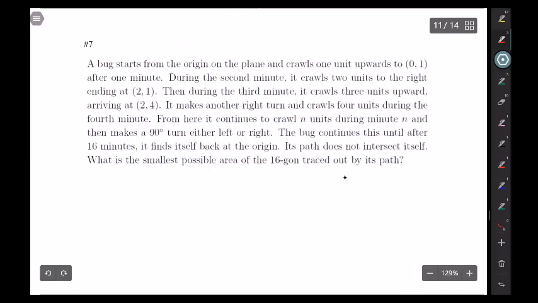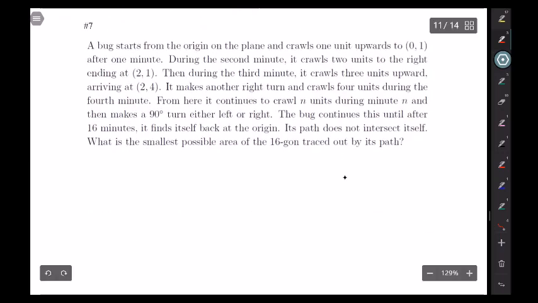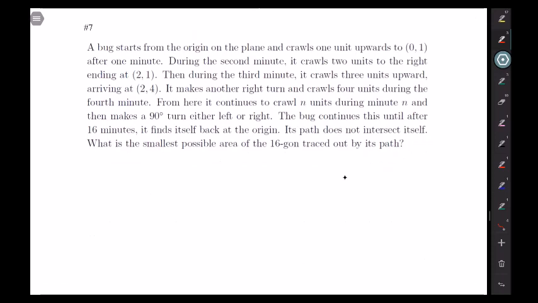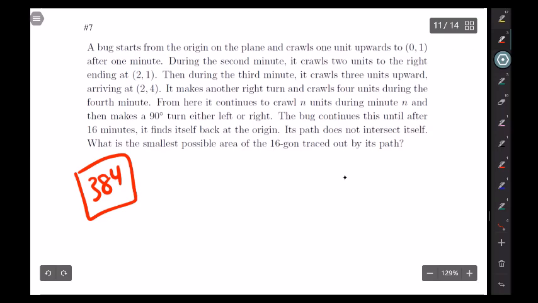Okay, here's another question. If you want to take a screenshot, well, the video is available on our YouTube channel. You can check that. This one, let me write down the answer. The answer to this one is 384. If you decide to solve it, it's 384, and you can see it on your screen. That's a fun question, a lot of fun.